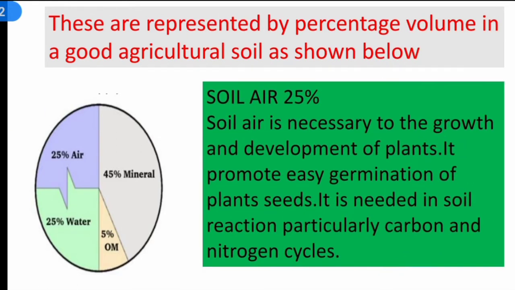Having said that, I want to look specifically at air as a component. Air is necessary to the growth and development of plants, and it promotes easy germination of plant seeds. It is needed in soil reactions, particularly the carbon and nitrogen cycle. Air also serves as a good medium for aeration. And what is aeration? Aeration is the exchange of carbon dioxide and oxygen between the soil and the atmosphere.